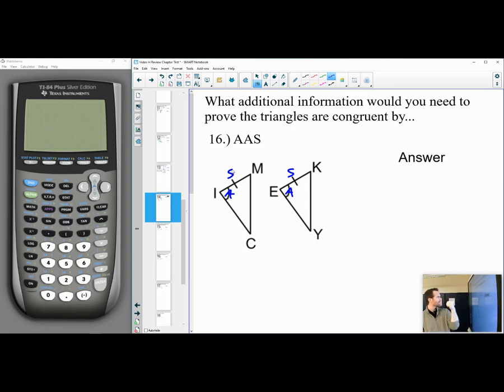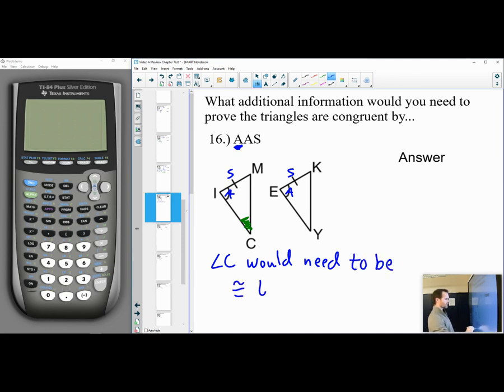I see a pair of sides and a pair of angles, which means we're missing a pair of angles. We need two pairs of angles for angle angle side. In this triangle, triangle IMC, what angle would make it angle angle side? We want the side not in between the angles, so that would have to be right here. So we would say angle C would need to be congruent.